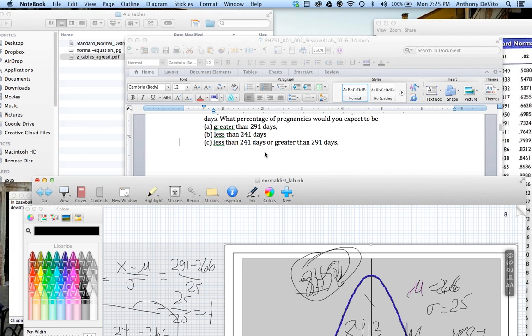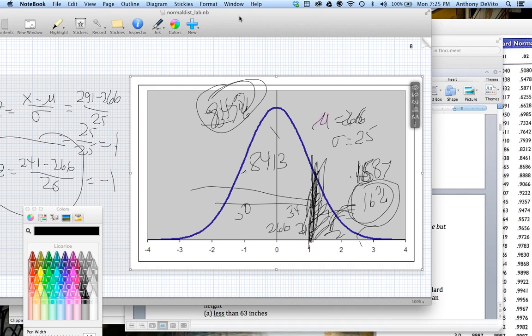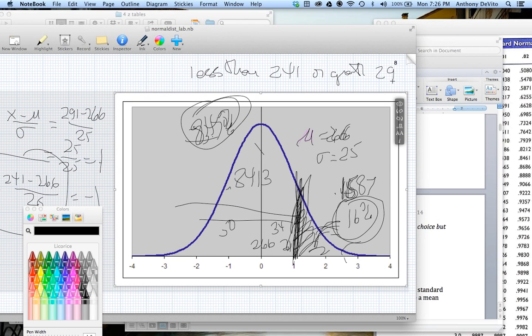Less than 241 days or greater than 291. I'm going to ask you to do that. Less than 241 or greater than, what was it, 291? What's the probability of randomly choosing a pregnancy and finding that the gestation period was less than 241 days or more than 291? How would you answer that?